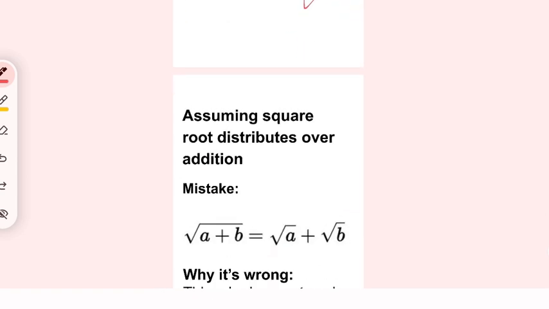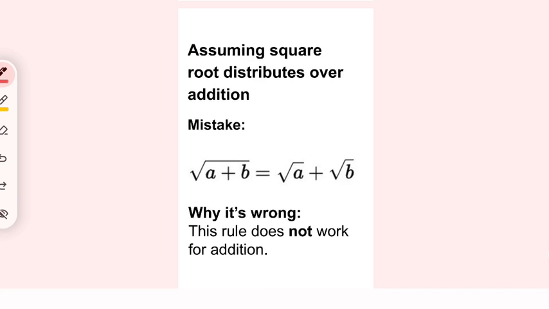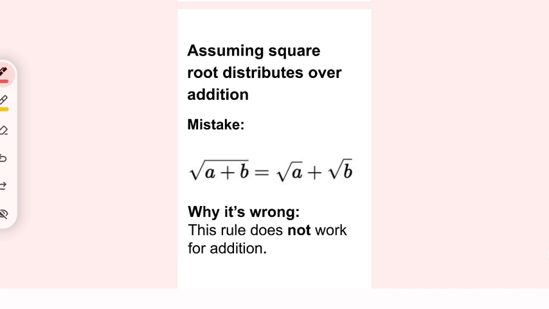Okay, let's go to the next math mistake. Another math mistake is assuming the square root distributes over addition. So this is a mistake. For example, the square root of a plus b is not equal to the square root of a plus the square root of b. It is a mistake. This is wrong because this rule does not work for addition.